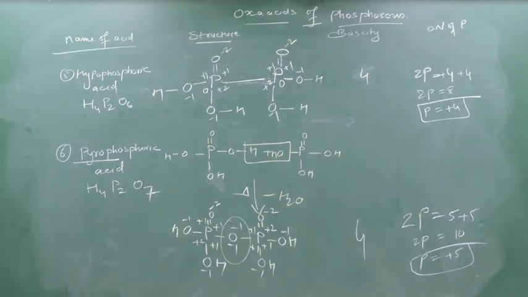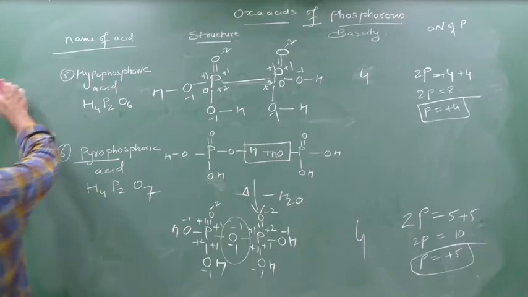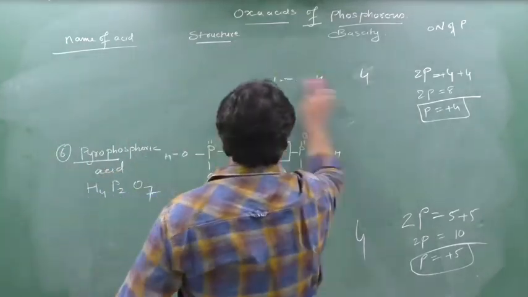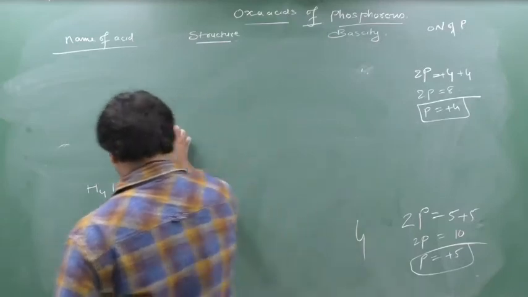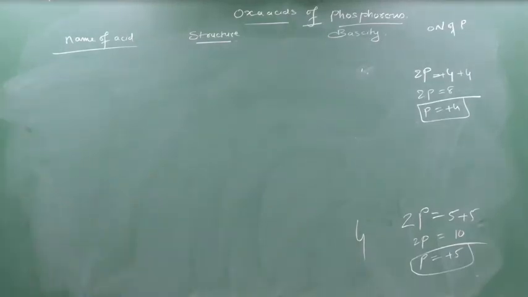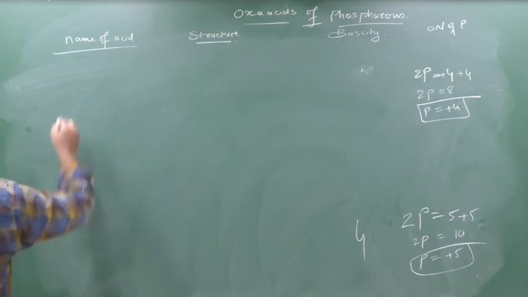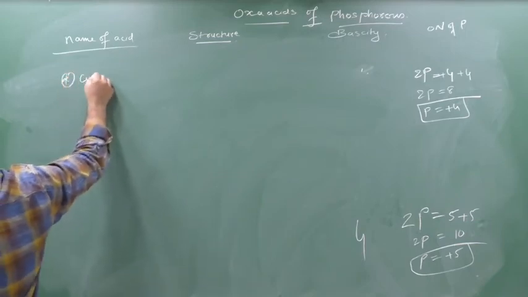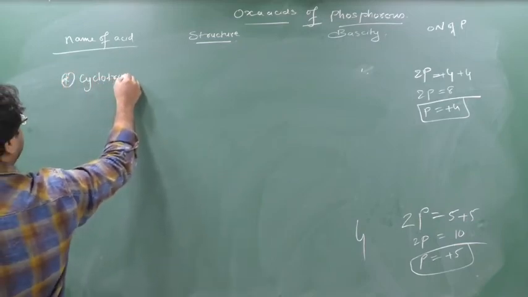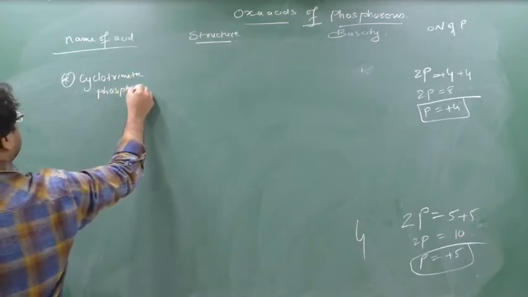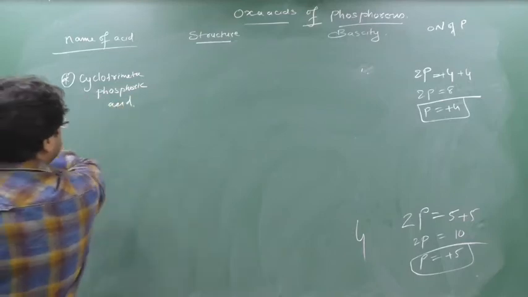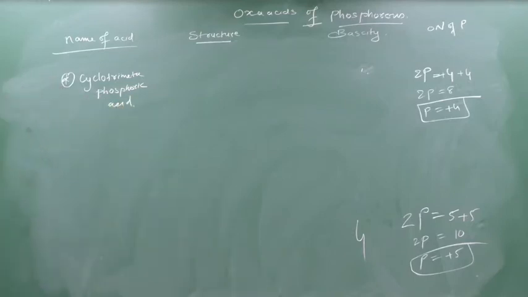Clear? Last, I will go to cyclotrimetaphosphoric acid. Written? Take a screenshot. Chalo, fatafat. Done, no? Chalo, see next, last topic. You can take it as cyclotrimetaphosphoric acid. Please remember this structure. It's very important. Students, it is important.